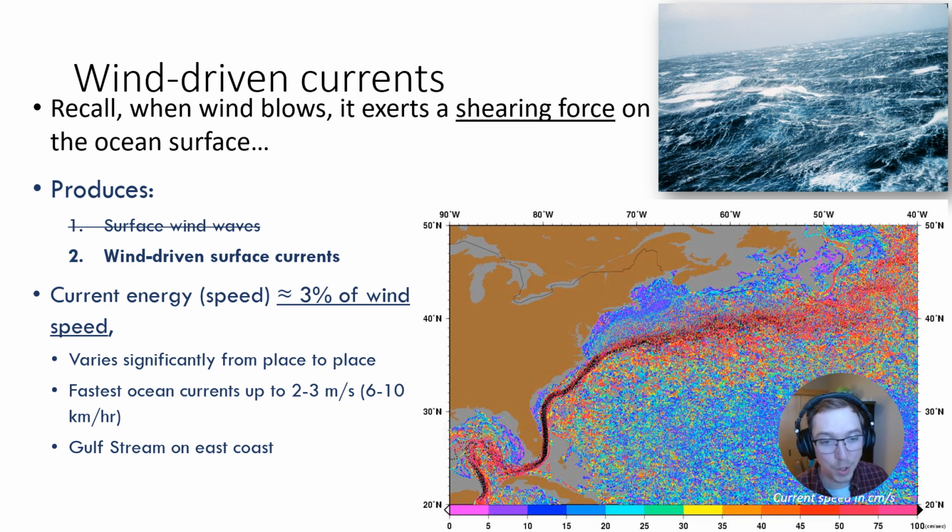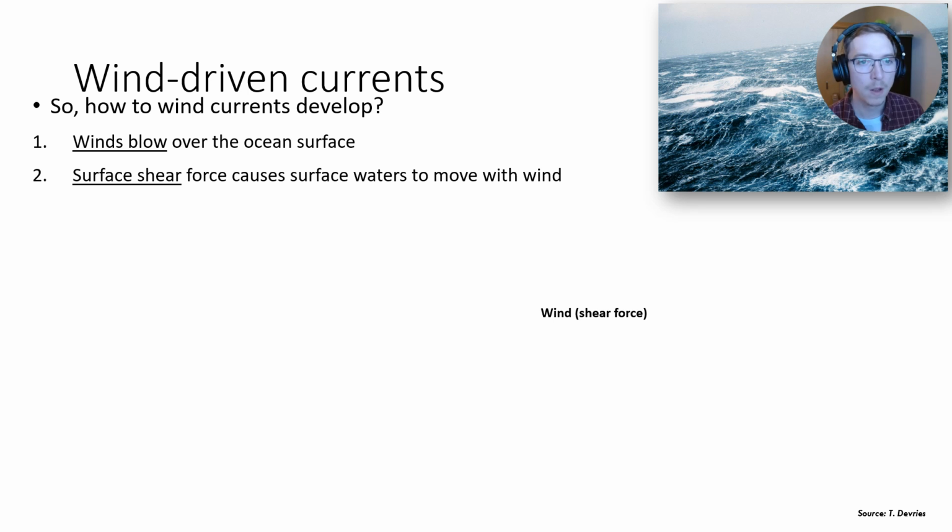The fastest ocean currents are somewhere in the nature of 2 to 3 meters per second or 6 to 10 kilometers per hour. We see that, for example, with the Gulf Stream on the east coast of the United States. It kind of drifts off into the North Atlantic. We see that going towards kind of the Greenland and Iceland area.